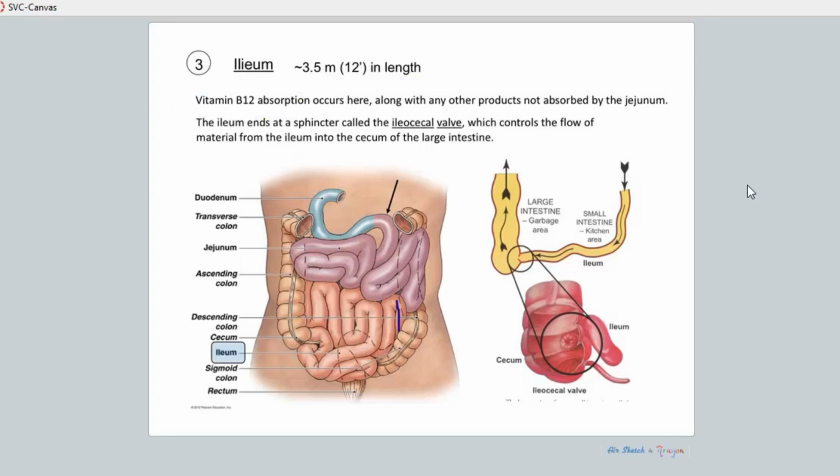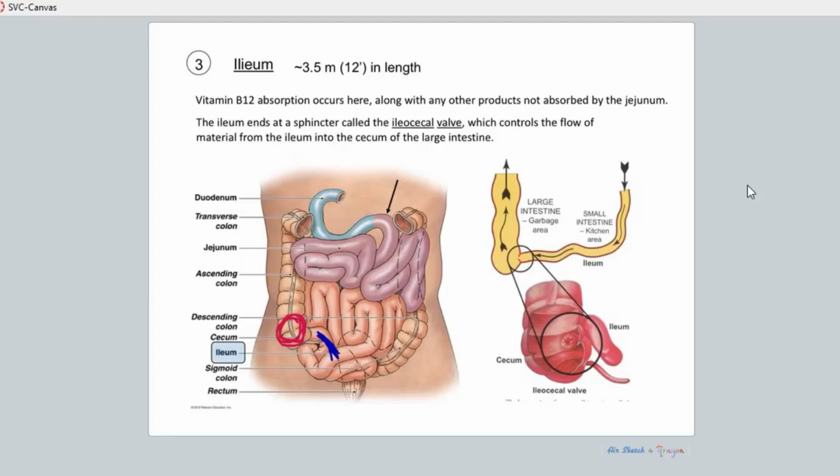So here we have the ileum. It's about 12 feet in length, and eventually it's going to make its way and deposit its products into the large intestine. This is the first part of the large intestine, and in particular this region right there is called the cecum. So we have materials from the ileum going into the cecum.